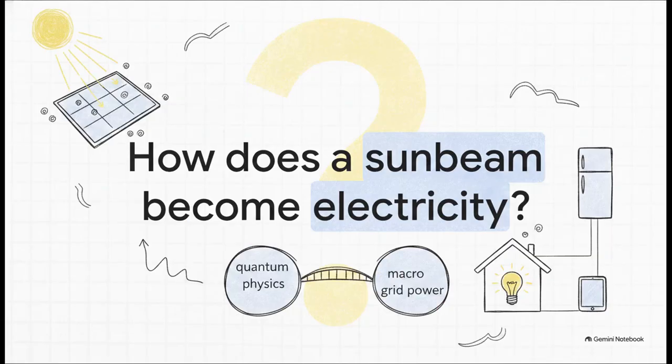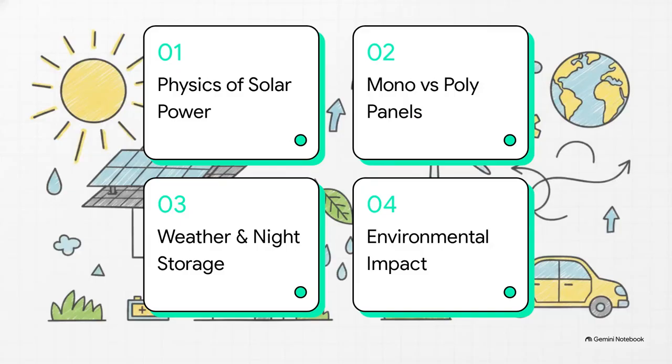Because think about it, how exactly does a random sunbeam, traveling millions of miles, turn into the electricity that powers your lights, your fridge, and your phone? Well, to answer that, we're going to have to bridge the gap between microscopic quantum physics and massive macro grid power. It's this elegant, honestly almost magical process of taking photons from the sun and literally forcing them to move electrons in a wire. So, here's our roadmap for today.